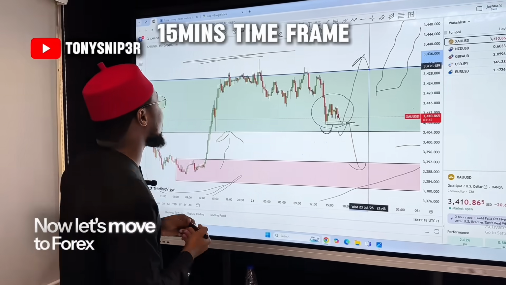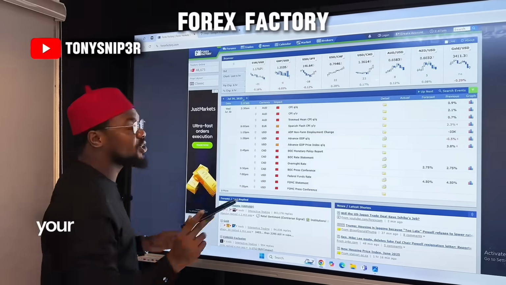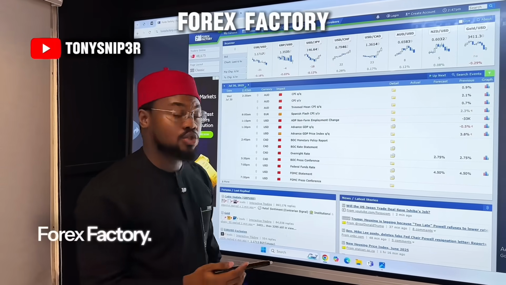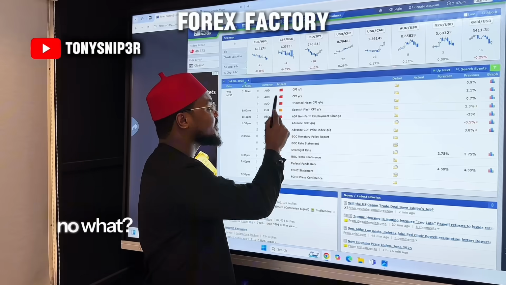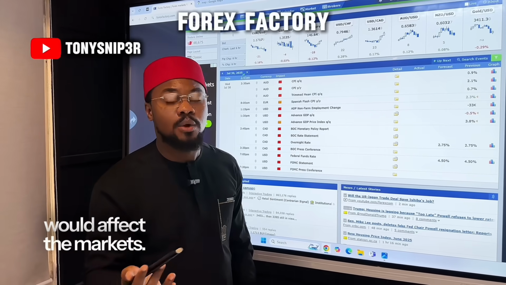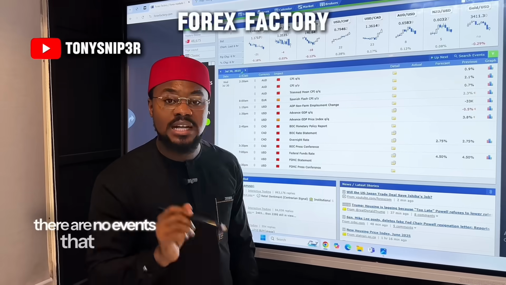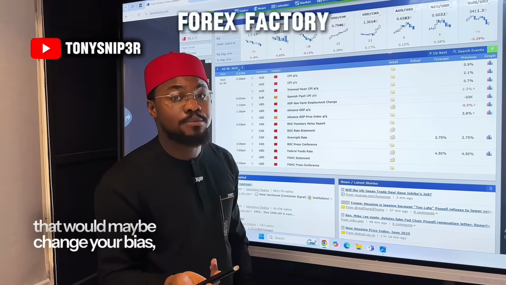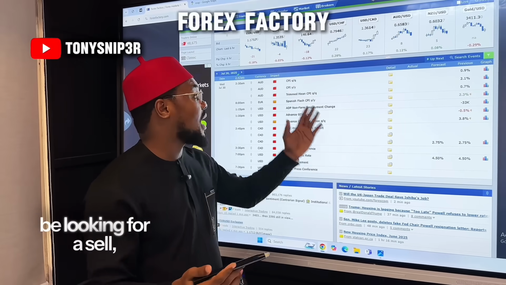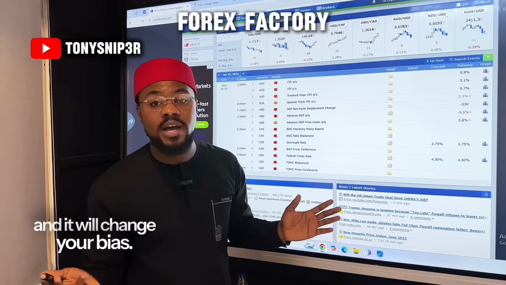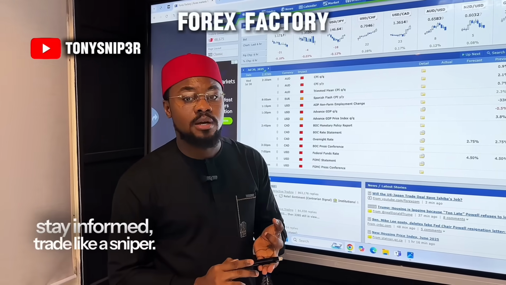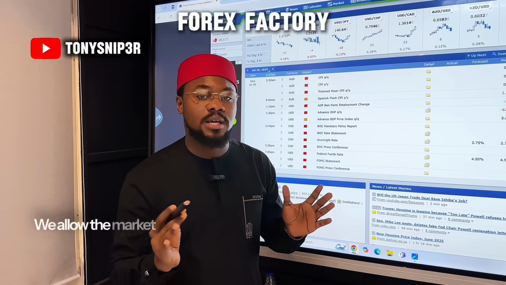Now, let's move to Forex Factory. When you're done marking your key levels for gold, that is when you come back to your Forex Factory just to be sure that there are no red folder events that day that would affect the market. When you're able to detect that there are no events that day that would change your bias, because you could be right, you can actually be looking for a buy, you can actually be looking for a sell, and a news event will come out and it will change your bias. So please take notes, stay informed, trade like a sniper. Remember, we don't rush the market, we allow the market to come to us.